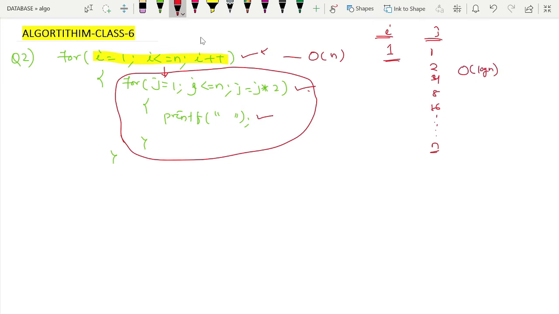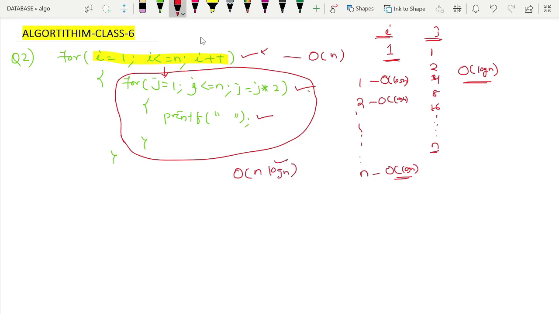I am not going to solve all these things again and again. This is what we have seen in the previous classes. If you haven't seen the previous classes, you can go back and see them in the algorithm playlist. So here we can notice that for each value of I, for 1 it is order of log n, because this will be running order of log n times. For 2, order of log n. In this manner the I will be executing n times, and for n also this will be taking order of log n. So I can write it as order of n log n.